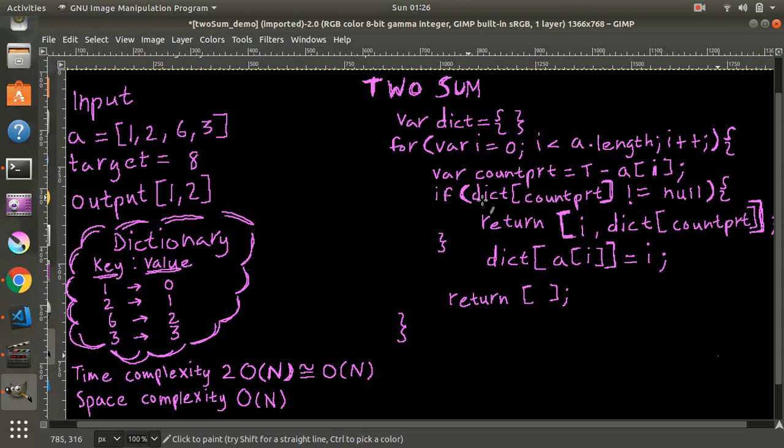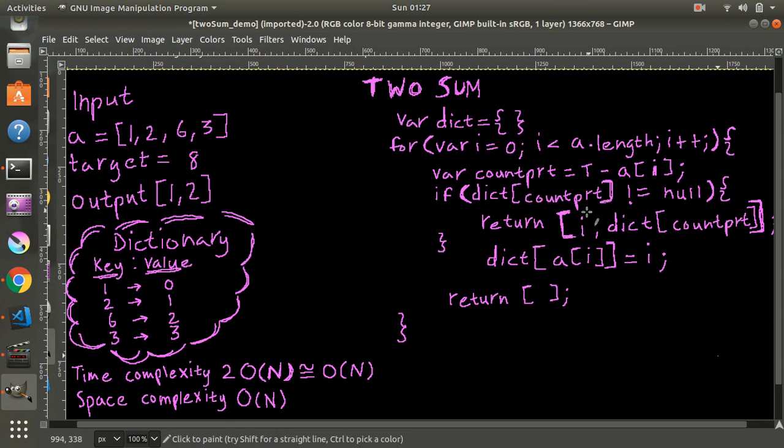So what I do here is, if dictionary of counterpart does not equal null, again what it means is that in fact that complementary number along with 2 exists in our dictionary. And if it does exist, hooray! What it means is we've found our complementary number along with the current element adding up to our target. So all we do is return out of our program immediately with i, which is the current element's index, and the dictionary of counterpart, which is basically the index of the complementary number that we found.